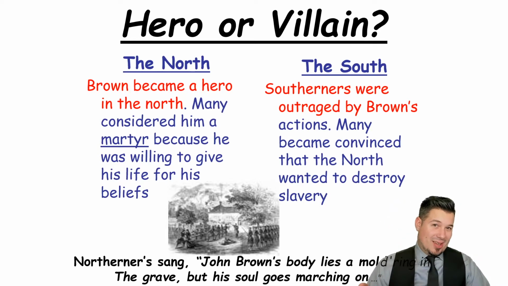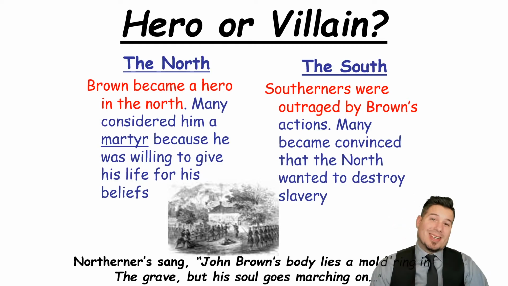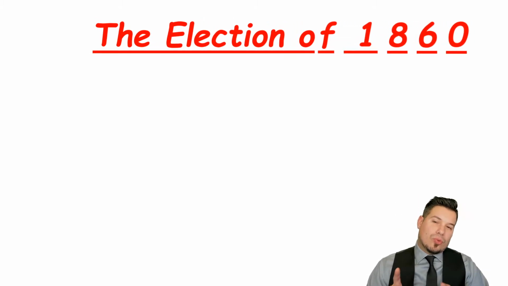Now, the South, on the other hand, is very different. They're outraged by Brown's actions. In fact, many become convinced that the North wanted to destroy slavery because of what happened here in Harper's Ferry. And so because of this raid, where John Brown, again, wasn't successful, it's going to lead to a bigger rift, a huge rift between the North and the South. And of course, the Civil War is going to be shortly after. Now, it's not the reason for the Civil War, as really we can pinpoint right here.